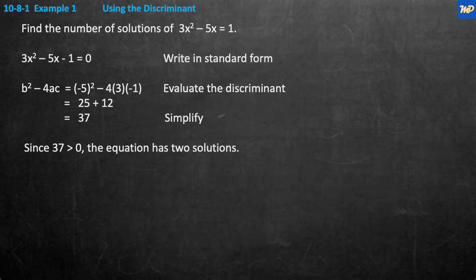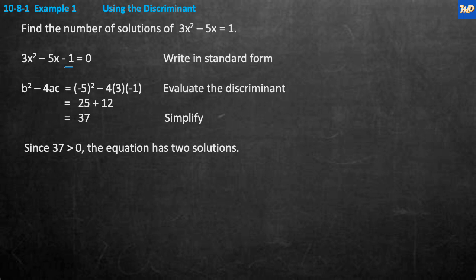Okay, for example 1, using the discriminant, find the number of solutions of the quadratic 3x squared minus 5x equals 1. Before we can find out, we have to write this quadratic in standard form. That means we have to bring the 1 to the left-hand side of the equation. So 3x squared minus 5x minus 1 is equal to 0.